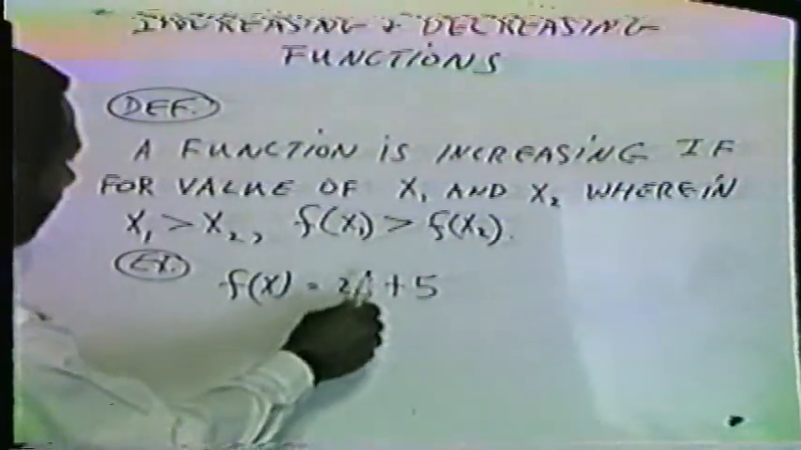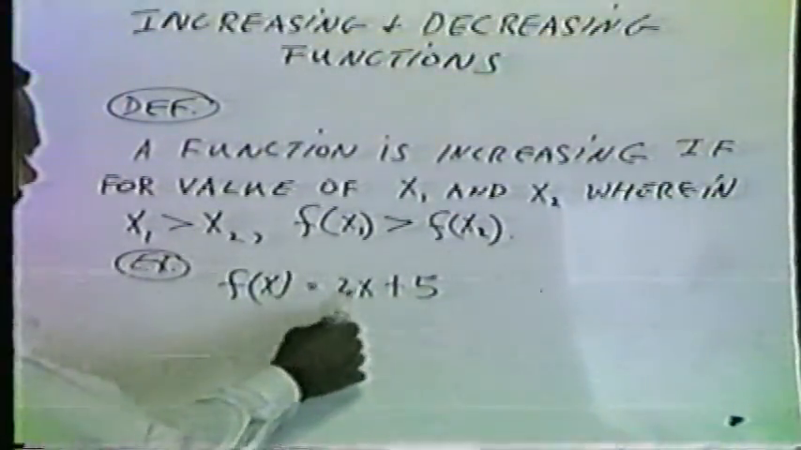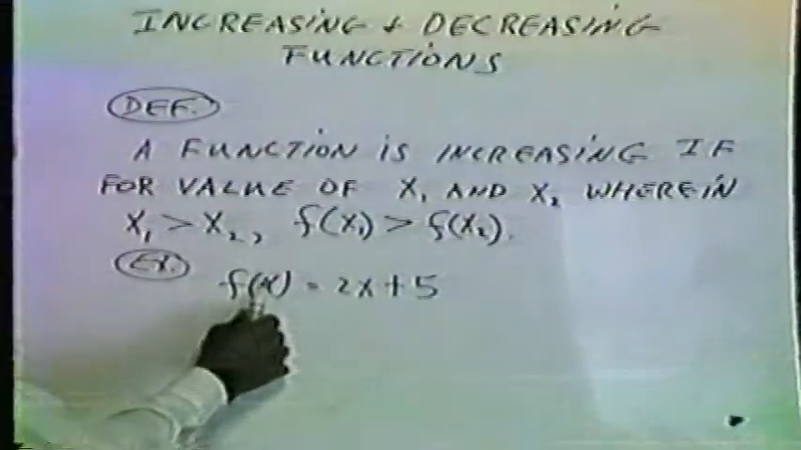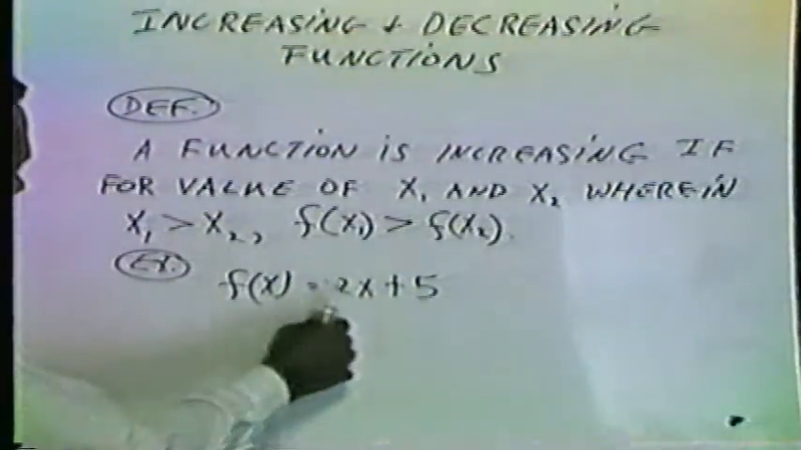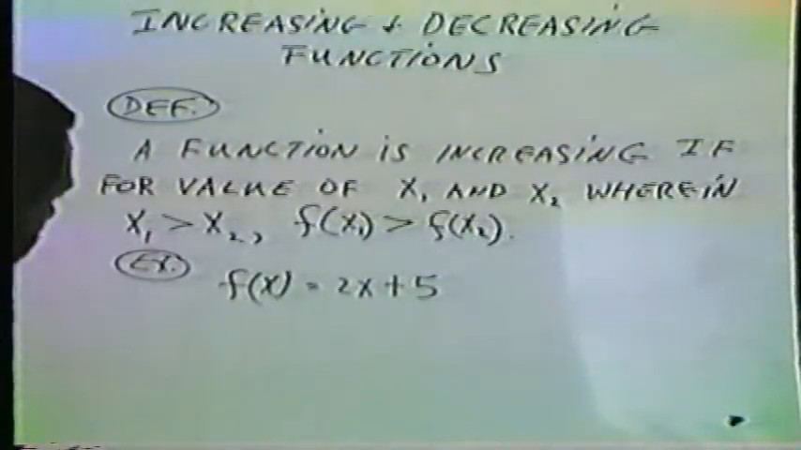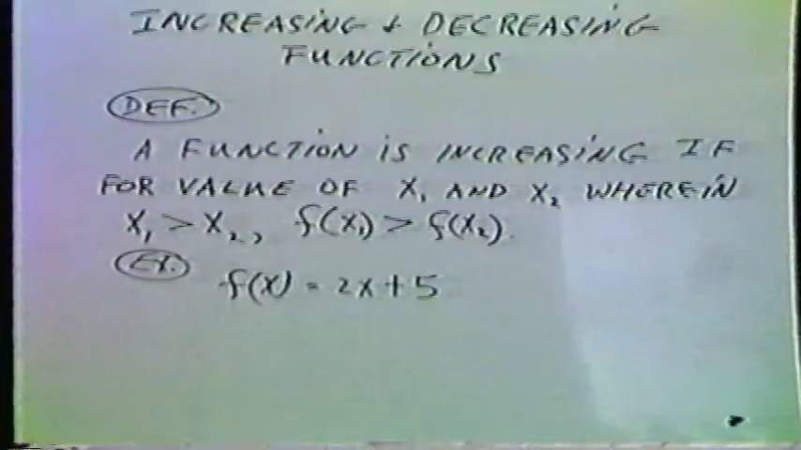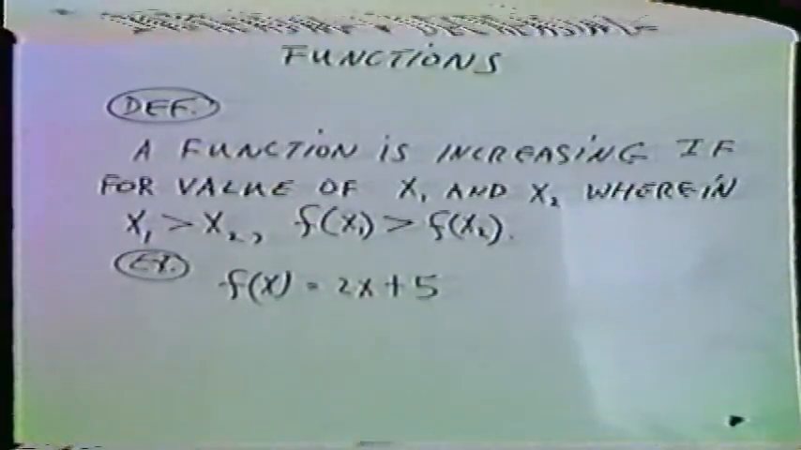Because here, x is to the first power. You recall that in a first degree equation, if x is to the first power and y is to the first power, then we have a linear equation. Of course, f of x is the same thing as y, so it's to the first power. We want to determine today whether this function that we have worked with before is increasing or decreasing.